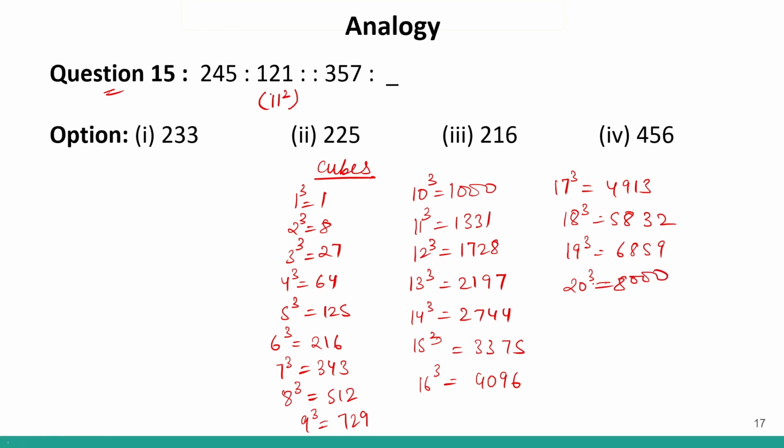Now coming back to the question, this is 11 square. If I add 2 plus 4 plus 5, how much will I get? 2 plus 4, 6, 6 plus 5, 11. So basically the sum of digits of element A and square of that is giving me element B. So we'll do the same thing over here. 3 plus 5 plus 7. How much will I get? 5 and 3 are 8. 8 plus 7 is 15. So 15 square will be the answer, which is 225. So 225 will be the answer to this question, which is given in option number 2. Okay, option number 2 will be the correct answer to this question.